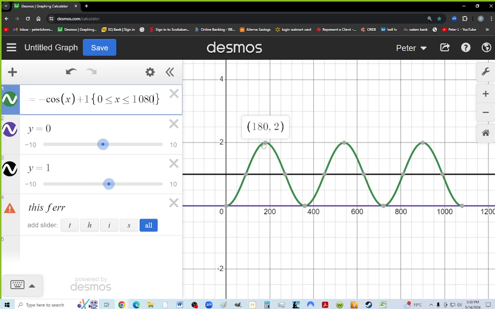Notice it hits the max height here, but it also hits the max height here one period later, and the max height here one period later. A lot of questions ask you how many times and at what time it hits the max. All right, let's move on to better examples.